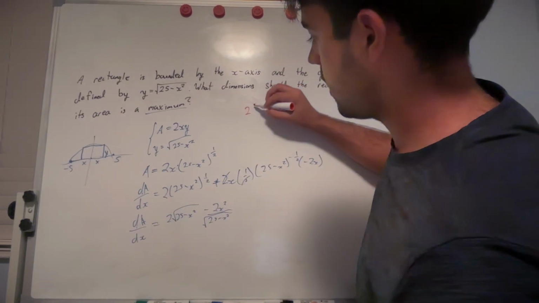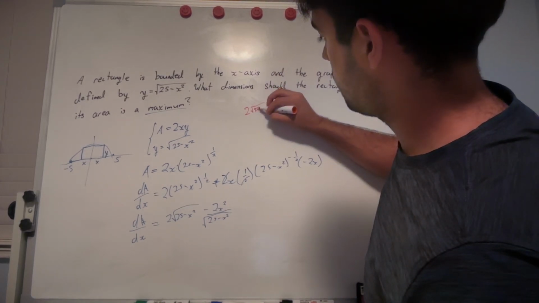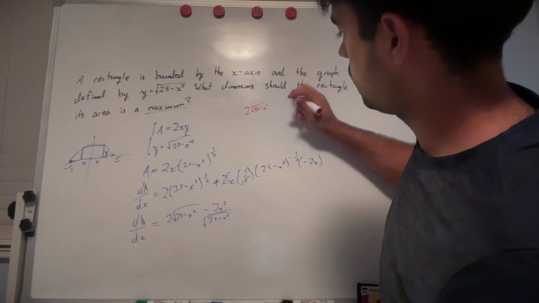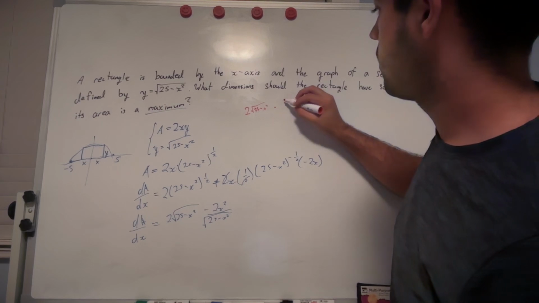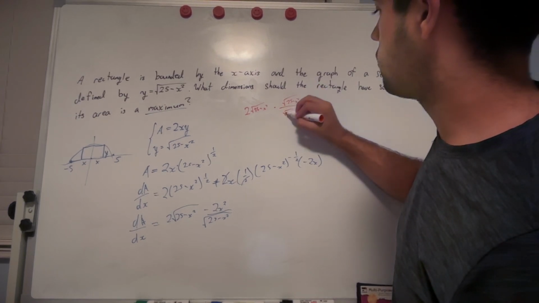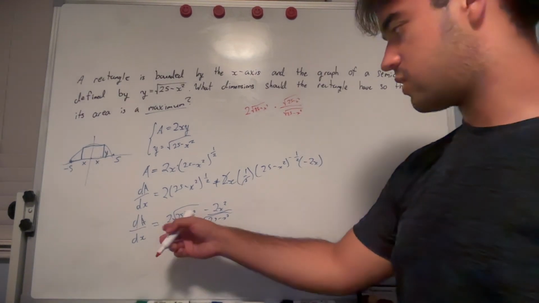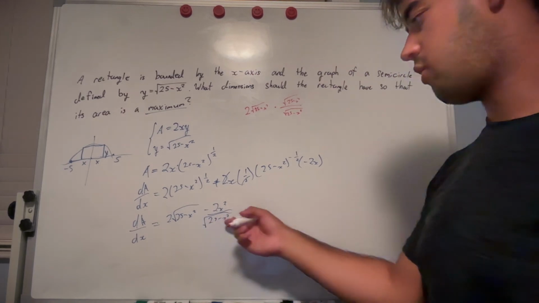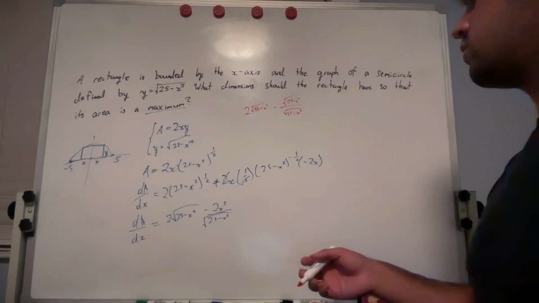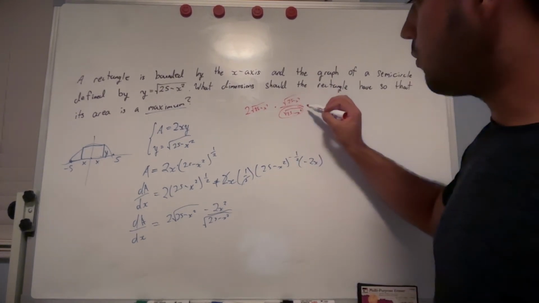2 times the square root of 25 minus x squared over, or times, the square root of 25 minus x squared over the square root of 25 minus x squared. Because we want the common denominator, and this just has a denominator of 1, and this has the denominator of the square root of 25 minus x squared. So on the bottom we'll have that denominator, which is great.